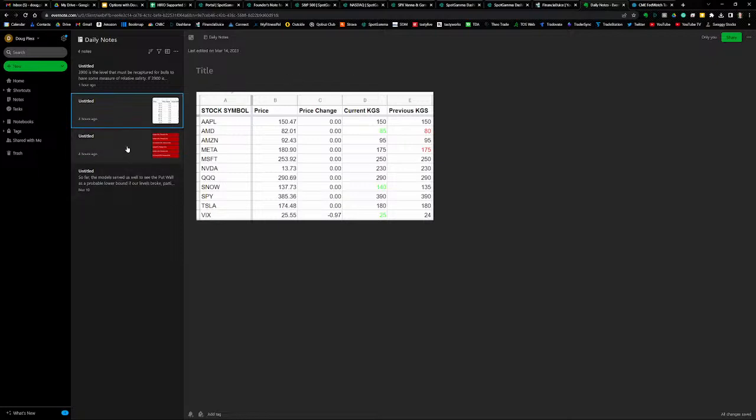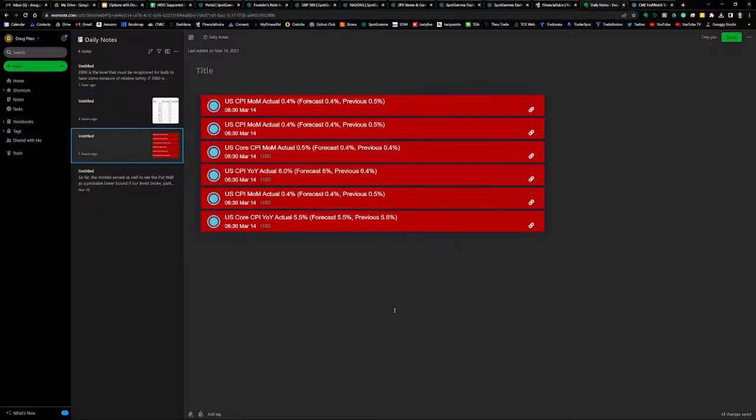First of all, the economic news for today. The big news was the CPI data that came out at 8:30 a.m. Eastern Time, and you can see that all of the numbers came in as forecast or in line with forecast, except for one. This U.S. core CPI month over month was a little bit hotter than forecast and previous. Otherwise, all the data was in line with forecast and lower than the previous numbers. The market initially had a bullish reaction to that data.